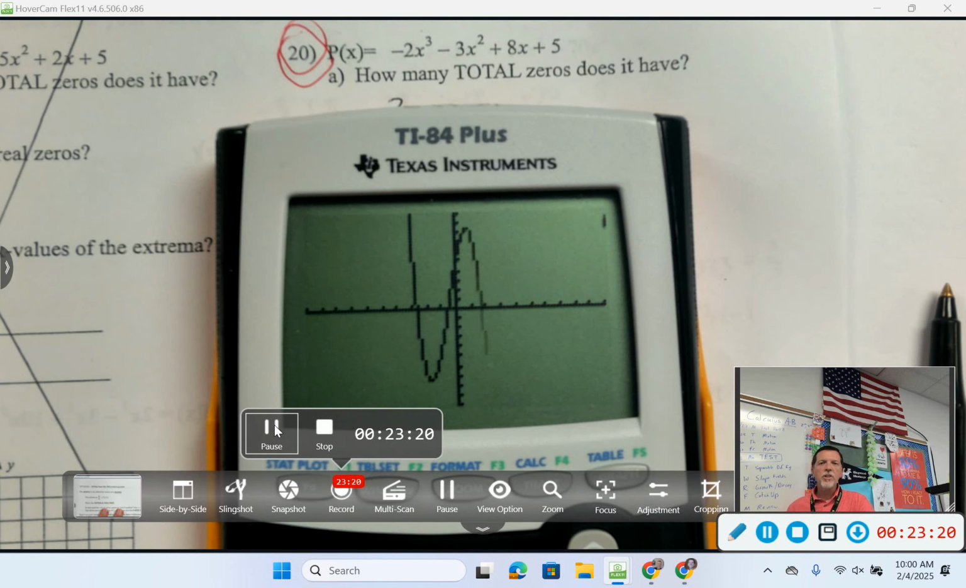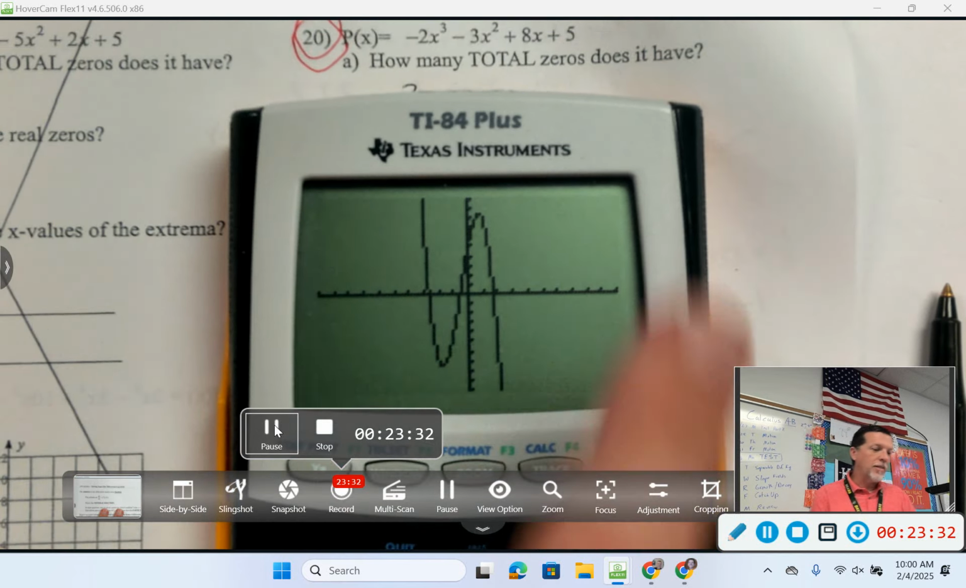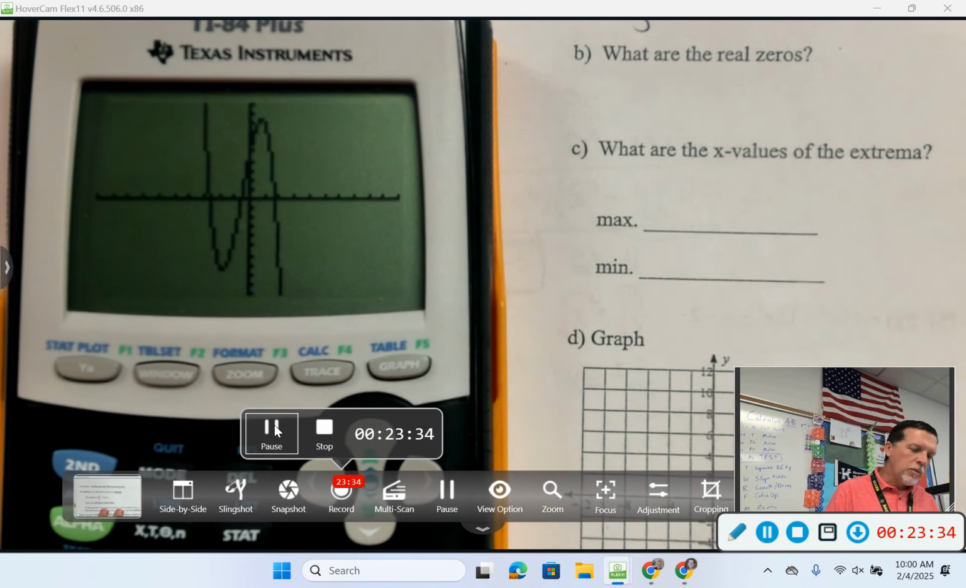Okay, there's my picture. So how many real roots does it have based on that picture? 3. It's got 3 real zeros. I don't know if any of them are nice zeros, but there are 3 real zeros.